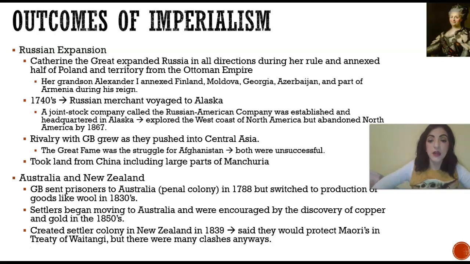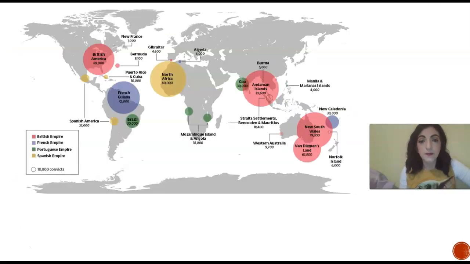and they're going to create settler colonies in New Zealand, places for people to settle and make new lives for themselves. They had promised to protect the Maori people in the Treaty of Waitangi, but there were many clashes anyway, and we'll get into that later, I want to say, in tomorrow's notes.